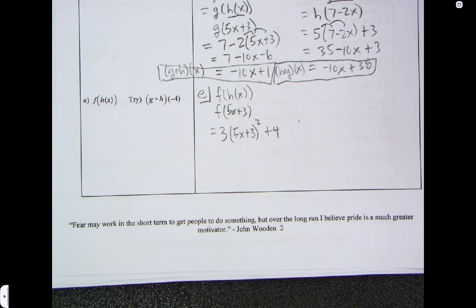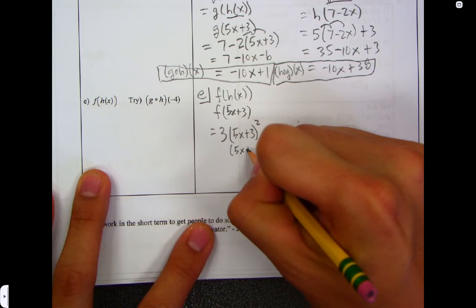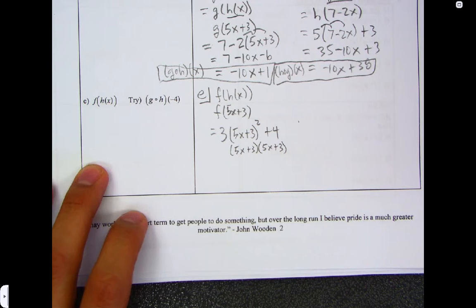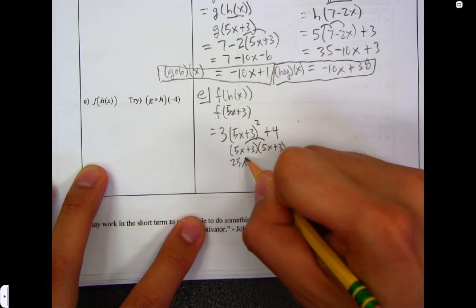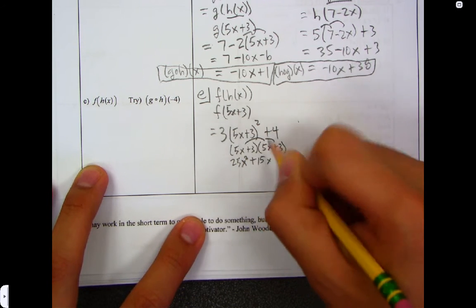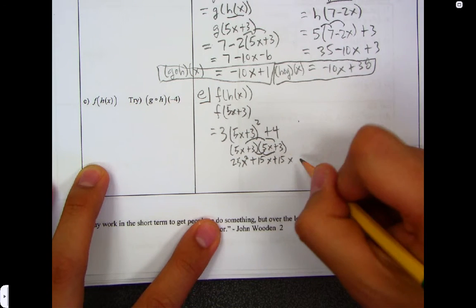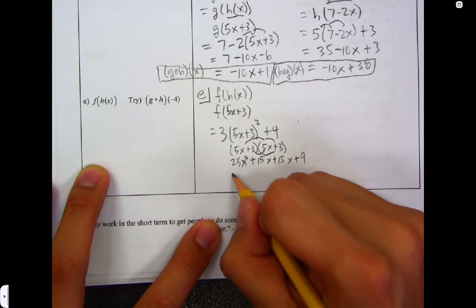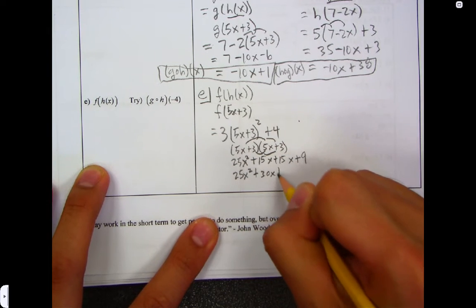Okay. Exponents come before multiplication. Exponents, this means 5x plus 3 two times. I'm going to FOIL that out. 5x times 5x, 25x squared. 5x times 3, 15x. 3 times 5x, 15x. 3 times 3, 9. Combine like terms, 25x squared plus 30x plus 9.